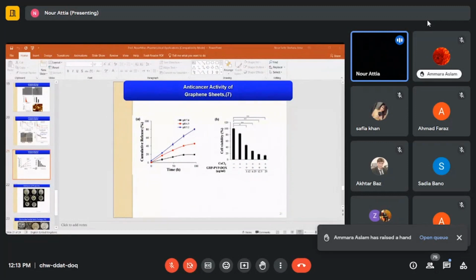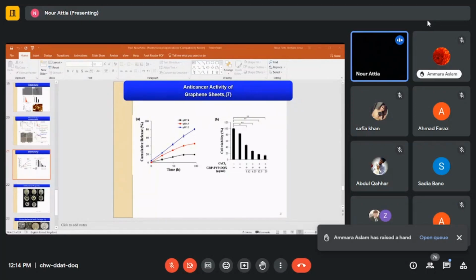Also, in this work we used graphene polymer nanoparticles with doxorubicin as a drug delivery system. In this particular case, we know very well the cancer cell pH, so we designed it to be pH selective, meaning the material will release the drug in a much higher percentage in cancer cells only.